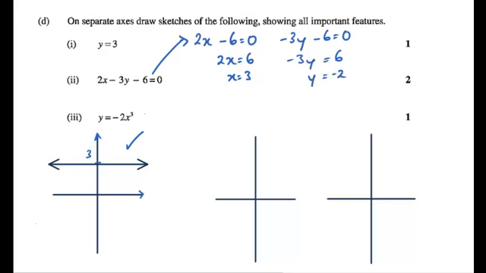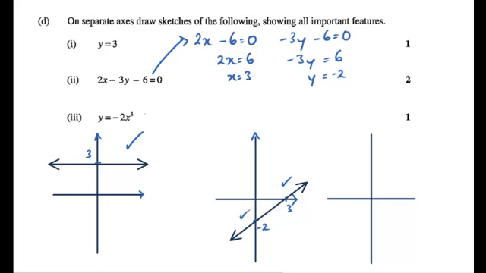That's your y-intercept. So mark those 2 positions on your number plane. x is at 3, y is at negative 2. Write those values in and draw your line going through those 2 values. Okay, there's your graph. 2 marks for that one, 1 for each intercept.